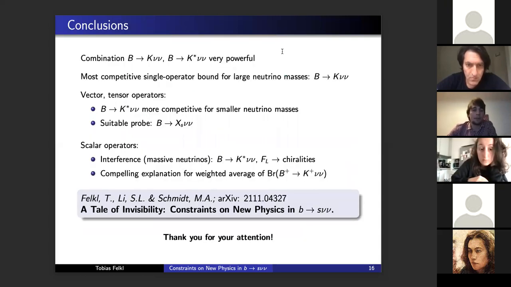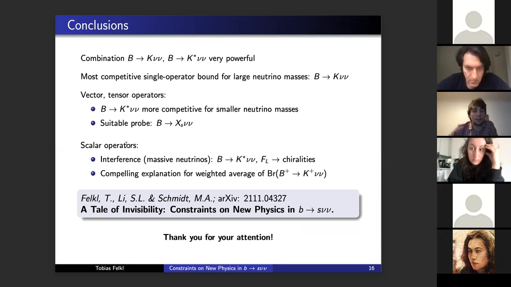Right, so with that, let me already draw conclusions. We have seen that the combination of B2K and B2K star is indeed a very powerful probe of new physics in all considered scenarios. If one just looks at single operator bounds, we found that if the neutrinos become large enough, in the case of sterile neutrinos, it will always be B2K, which is the most sensitive probe. But in the case of vector or tensor operators, if neutrino masses get smaller, at some point B2K star will be more competitive. And in either case, the inclusive mode is also quite suitable for probing the parameter space.